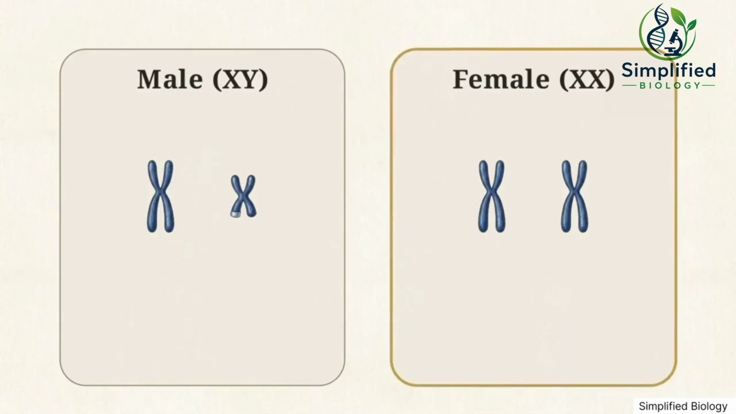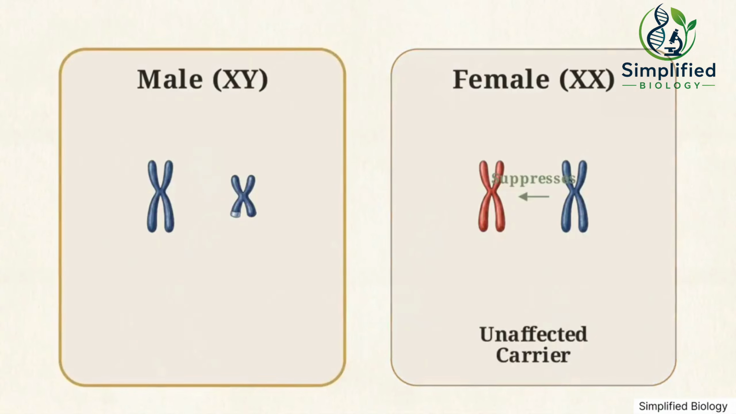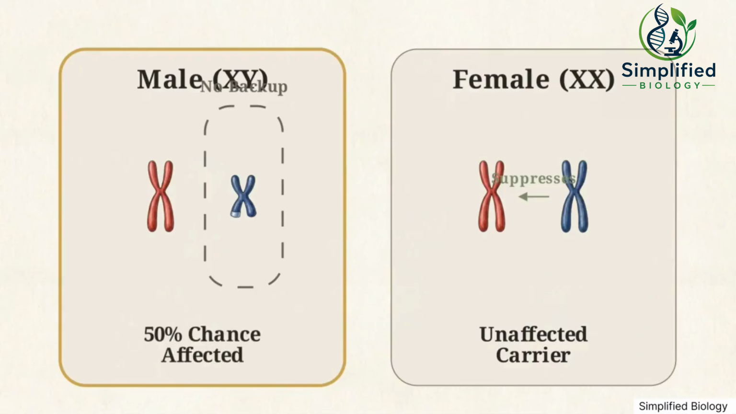Females have a built-in defense mechanism. Because they have two X chromosomes, a normal dominant gene on one chromosome easily suppresses the recessive mutated gene on the other, making her an unaffected carrier. Males, however, only have one X chromosome. If his son inherits a mutated X from his mother, he has a 50% chance of being colorblind because he lacks a second X chromosome to suppress it.